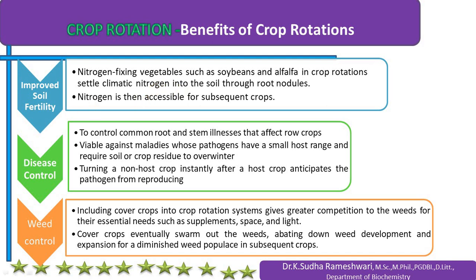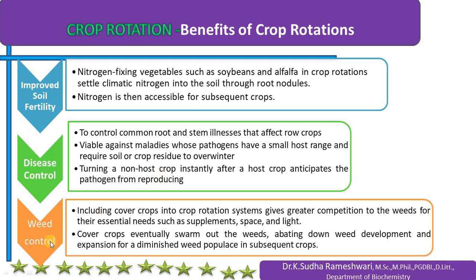Cycling. Next is the disease control. Crop rotation helps to control common root and stem illnesses that affect row crops. Crop rotation is extremely effective against diseases whose pathogens have a small host range and require soil or crop residue to overwinter. For such infections, planting a non-host crop immediately after a host crop prevents the pathogen from reproducing.